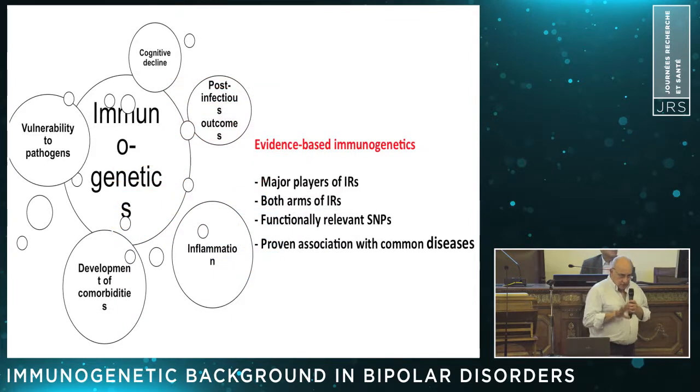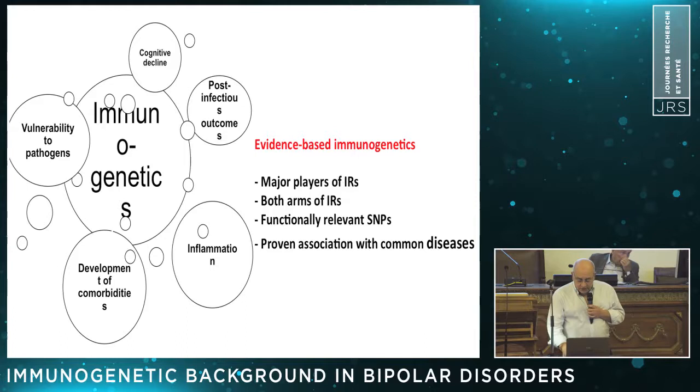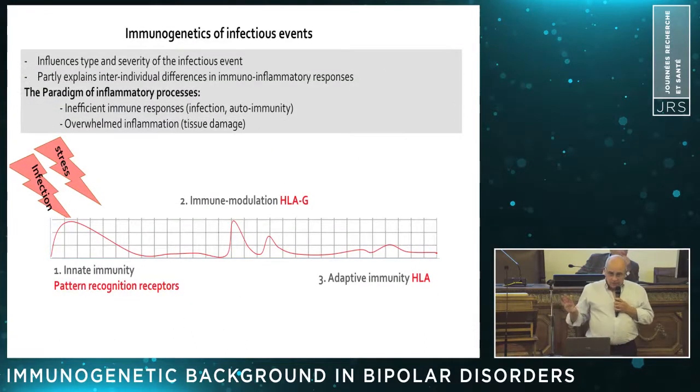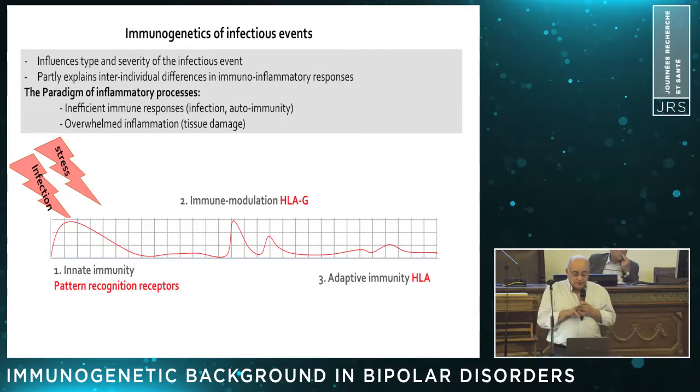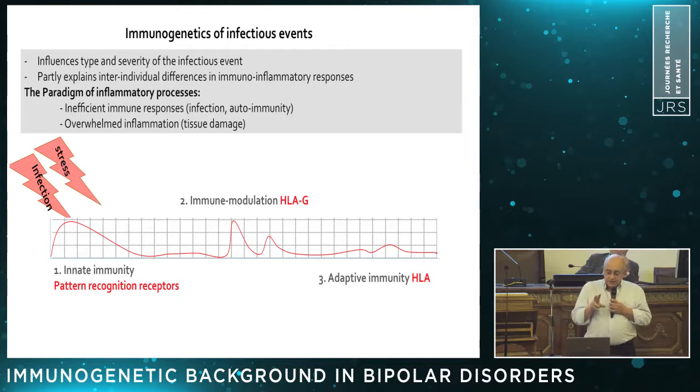We use a strategy called evidence-based, with genes belonging to both arms of immune responses, focusing on functionally relevant SNPs and SNPs with proven association with common disease. We did a scan of the potent players of the immune responses during both phases, and we focused on pattern recognition receptors during the innate immune response, on the modulation of overall immune responses, and then on the adaptive immune responses by studying the polymorphism of the HLA cluster.